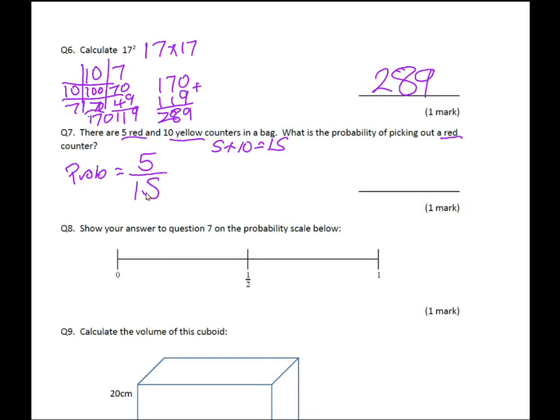Now, to get the mark for the answer, you really need to simplify. And we can divide both the top and the bottom by 5 to give us 1/3. So really, the answer they're looking for is 1/3 for 1 mark.